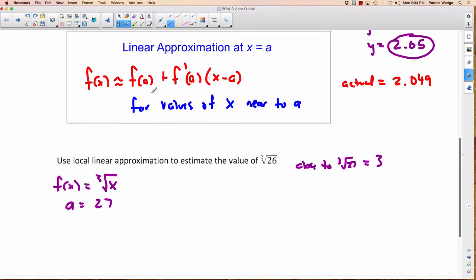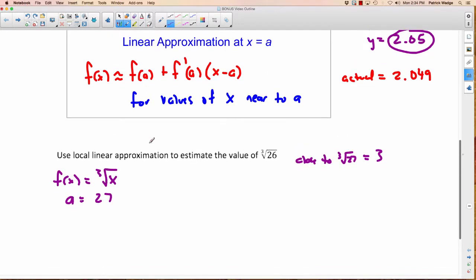So let's look at our formula. What we need to know is, what's f of a? Well, that's no problem. F of a is the same as f of 27, which is the same as the cube root of 27, and the cube root of 27 is 3. So that's good. Next thing we have to know is f prime of a. In other words, we have to get the derivative of f of x, and then actually we're going to plug 27 in there after. But let's get the derivative first.